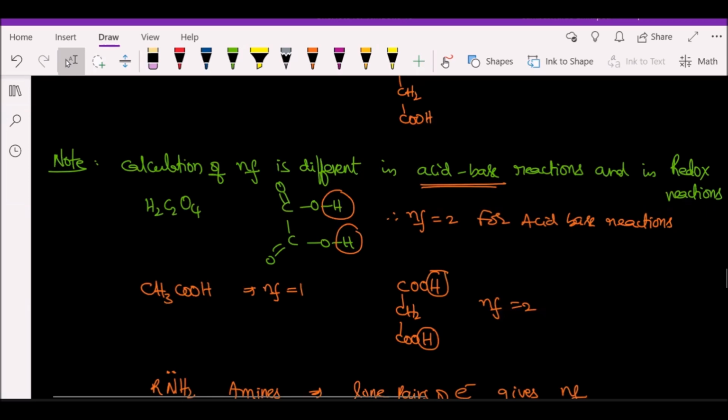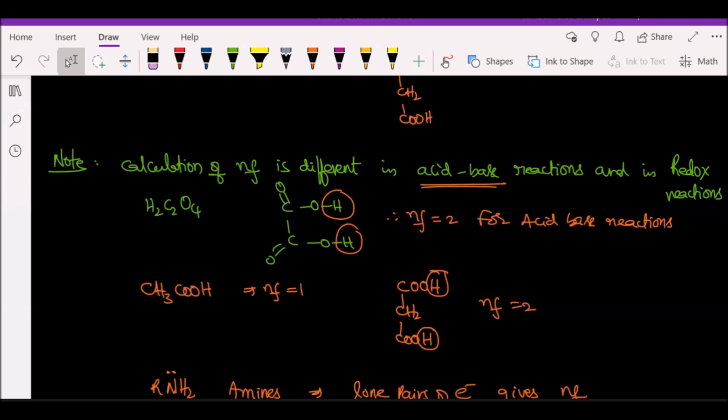So I'm going for the next one, that is organic bases. You know, amines, nitrogen containing compounds. Organic compounds containing nitrogen, particularly the NH2 group, are called amines. So those are called organic bases. Those which have COOH groups are called organic acids, and those which have NH2 groups are called organic bases. So organic bases and inorganic bases are different.